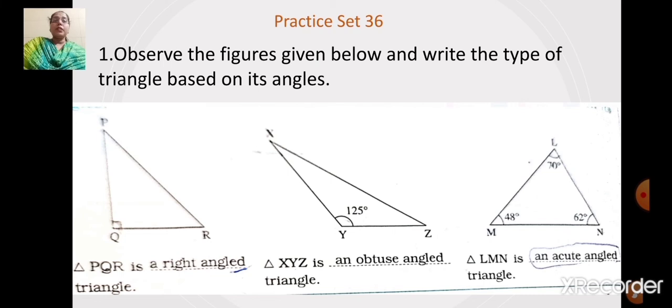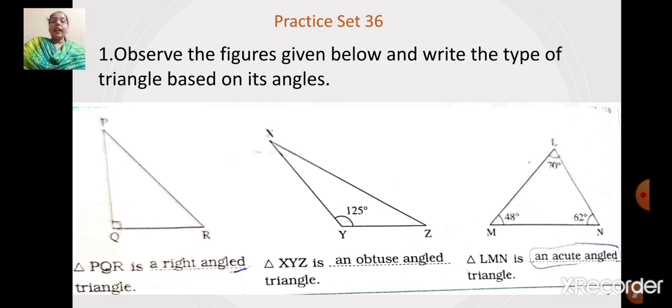Now let us solve the practice set 36. You have to observe the figures given below and write the types of triangles based on its angles. Can you see on the screen, children? Triangle PQR, and here the measure of angle Q is 90 degree, right? So this is which type of a triangle? It is a right angle triangle. Angle Q is 90 degree.